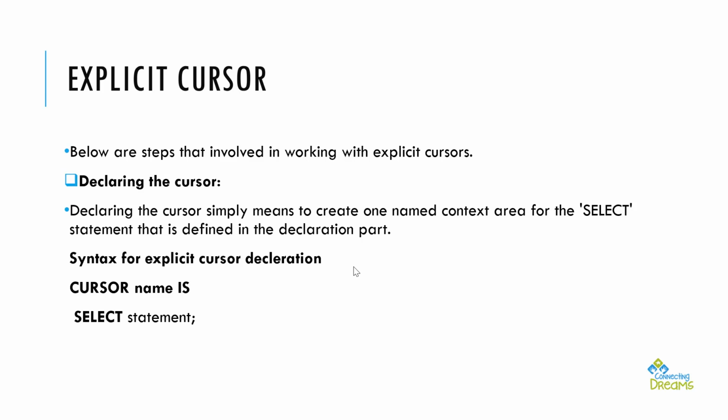The first is declaring the cursor. Declaring the cursor simply means to create one named context area for the select statement that is defined in the declaration part. The name of this context area is the same as the cursor name. The syntax for the explicit cursor declaration is cursor, the name of the cursor, then in the next line we have select and the statement on which the cursor is going to be applied.